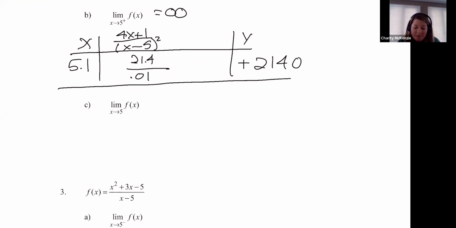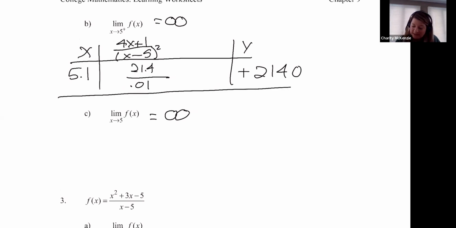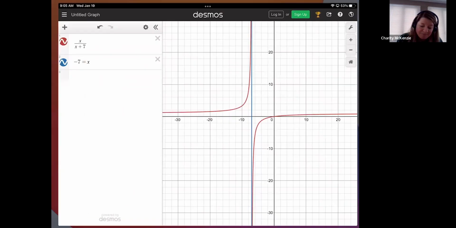So because they were both the same, we can say this is going to positive infinity. We know 5 at that spot doesn't have a real value because it's an asymptote. It's undefined, but the left side and the right side must both be going to infinity. So let me look at that again real quick so I can type it into our graph.